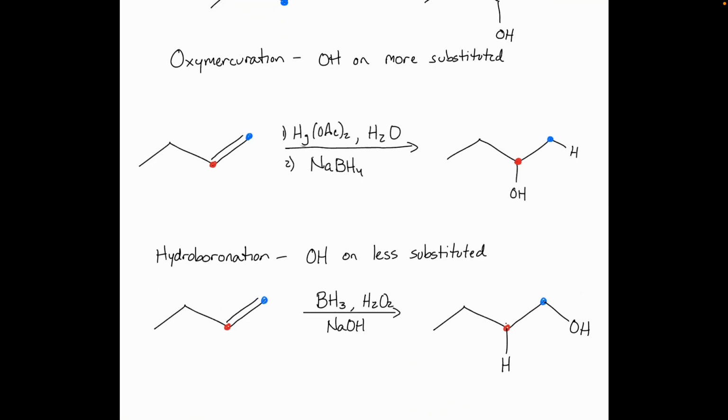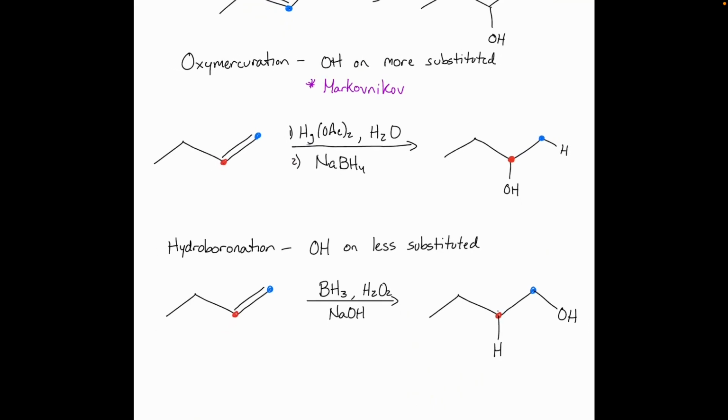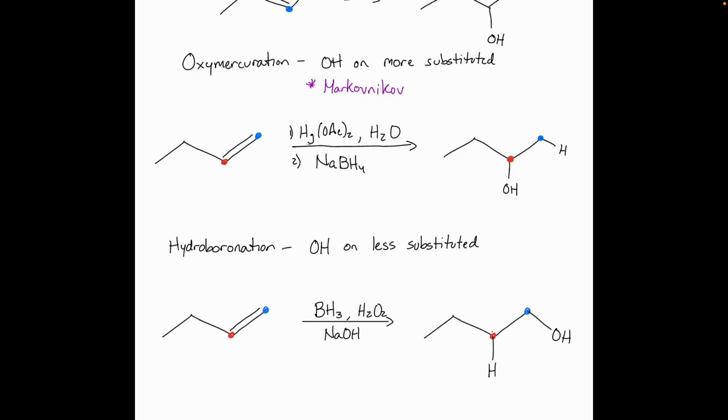All right, what's that fancy term for sticking stuff on the more substituted carbon? That Russian dude's name? Markovnikov. So oxymercurations are Markovnikov reactions. When we put it on the less substituted carbon, these are what are called anti-Markovnikov reactions.